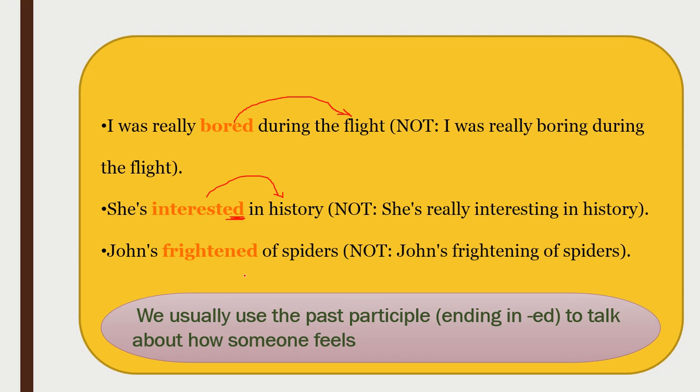Joan is frightened of spiders. Now, frightened here describes Joan's feeling that she was frightened of the spider. Who caused this feeling? The spider. The spider caused the feeling of fright. So the spiders were frightening. You cannot say Joan is frightening, because this means that Joan is the one who caused this feeling. This means that Joan is the one who was running after the spider, not the spider running after her.